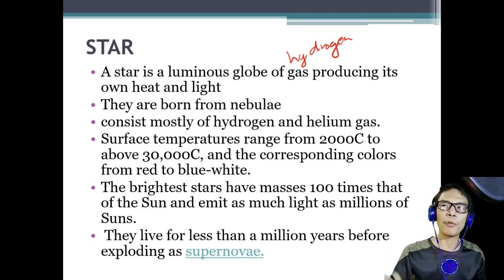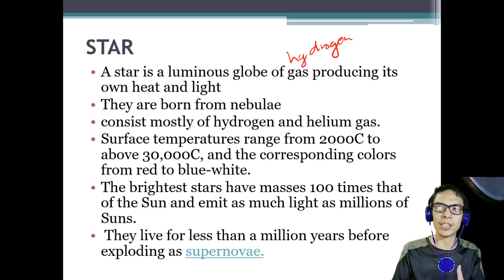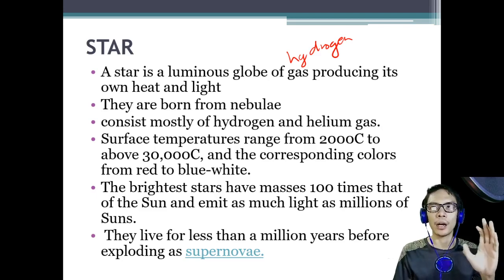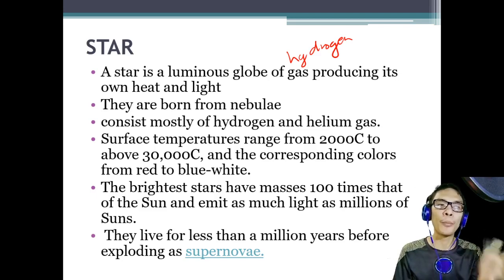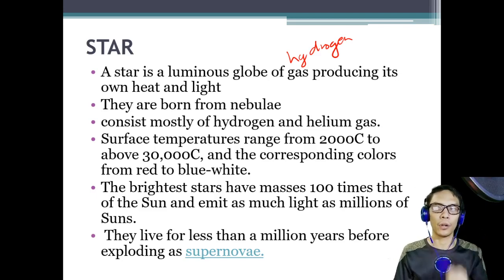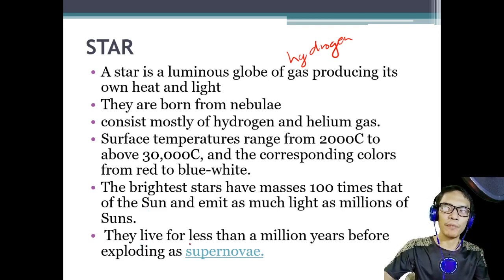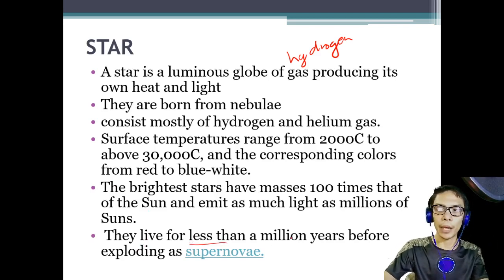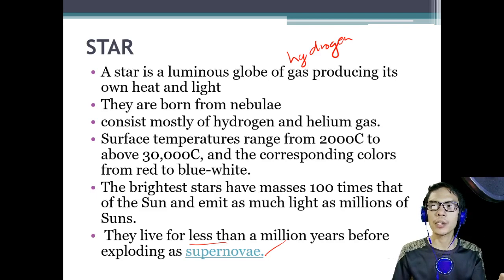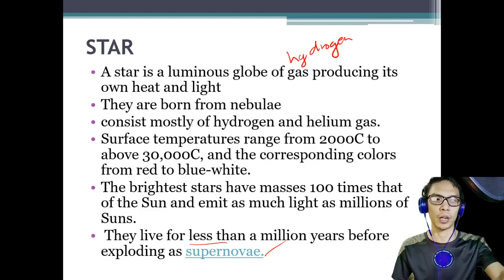Next one, the brightest stars are 100 times more massive than our sun. Basically just take note of that. The mass of a star is directly proportional to how bright it is. So that's the fifth bullet. And massive stars live less than a million years, and they explode in a supernova process. So massive stars have a shorter lifespan compared to average stars.